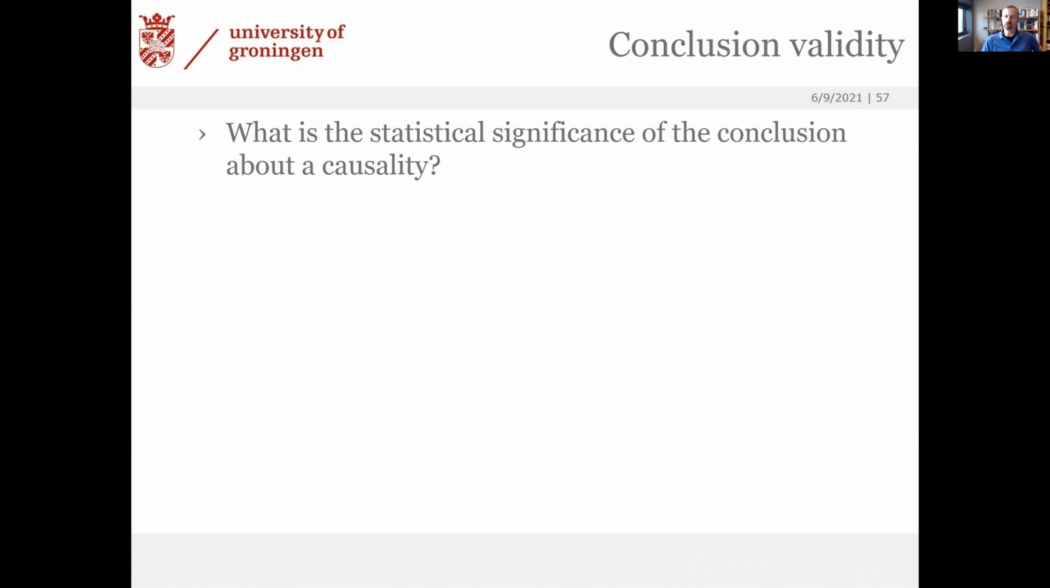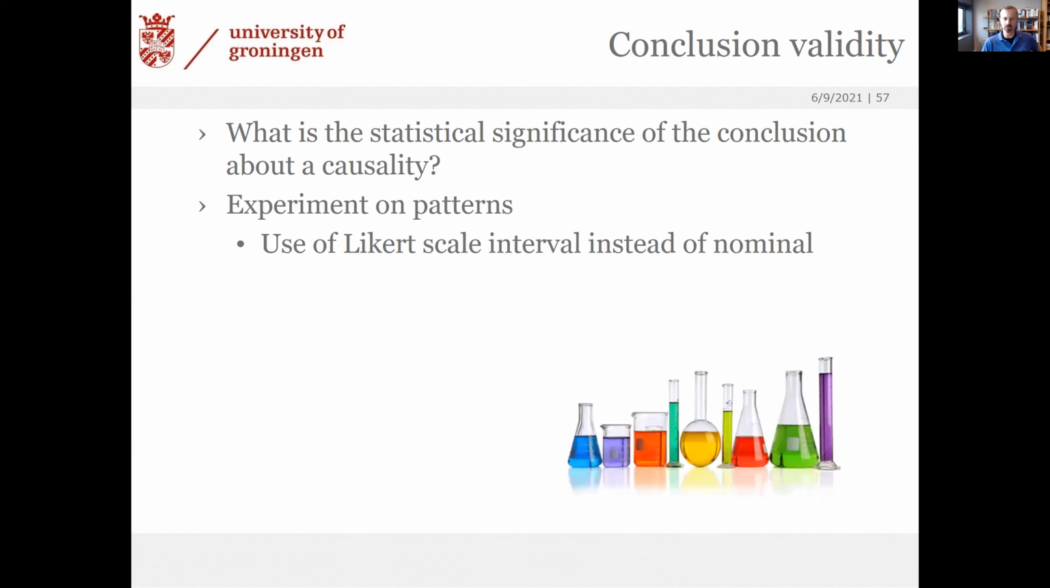And finally, conclusion validity. This is about studies that have quantitative analysis, and it's concerning the statistical significance, especially when you're studying causality. In our patterns experiment, if you remember, we used evaluators to examine whether the recovered decisions were of high quality or not. There we used the Likert scale.